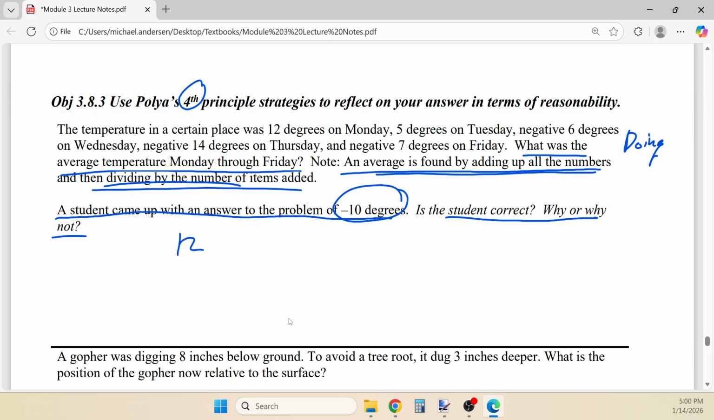We have 12, 5, -6, -14, and -7. These are the things we're adding up. So this becomes 17. This becomes -20. That's a -7. This becomes -3. And there's still the -7. And we get -10. This is the total.